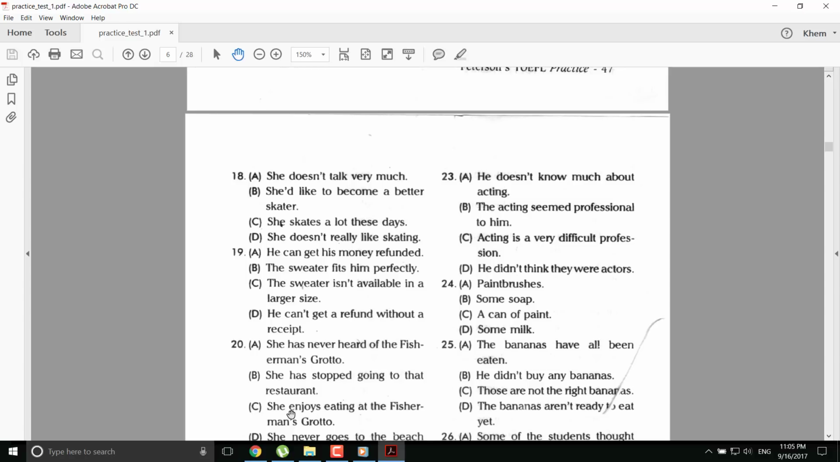Number 20. Have you ever eaten at the Fisherman's Grotto? Have I? I never go to the beach without stopping there. What does the woman mean?